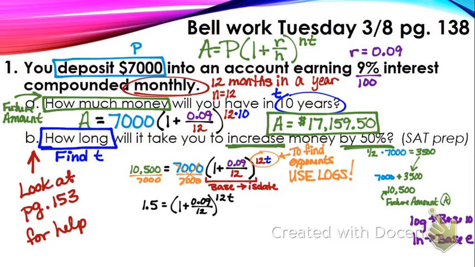So if I do it to one side, natural log of 1.5 is equal to, I have to do it to the other side. So this has to be natural log of 1 plus 0.09 over 12 to the power of 12t.